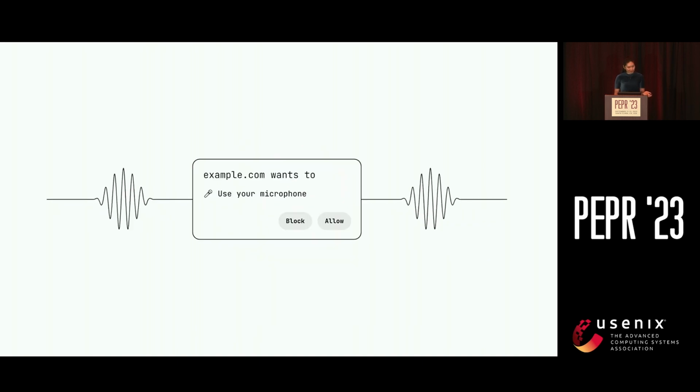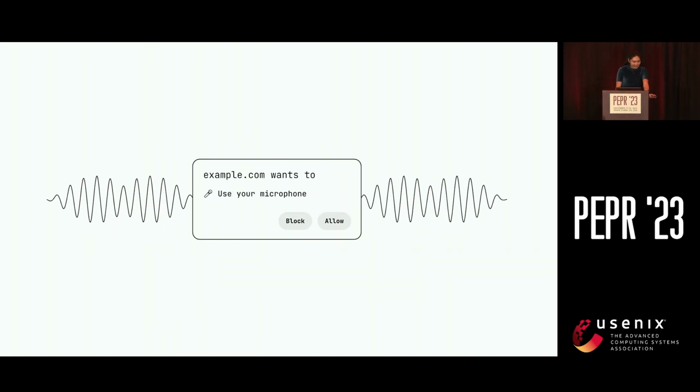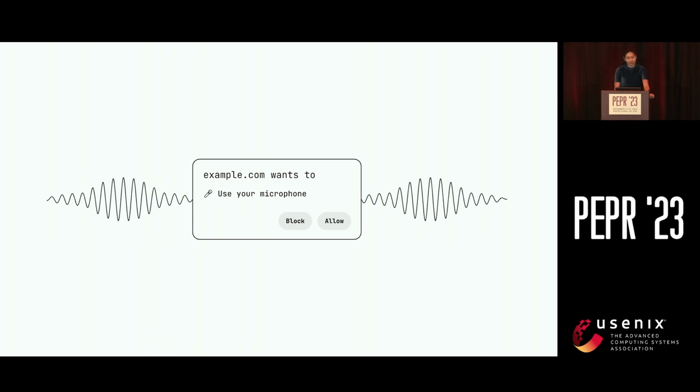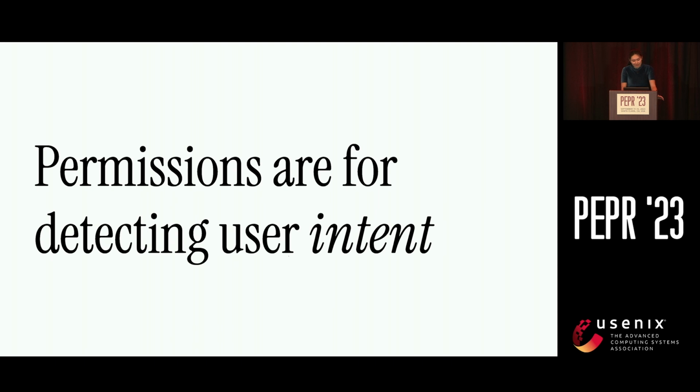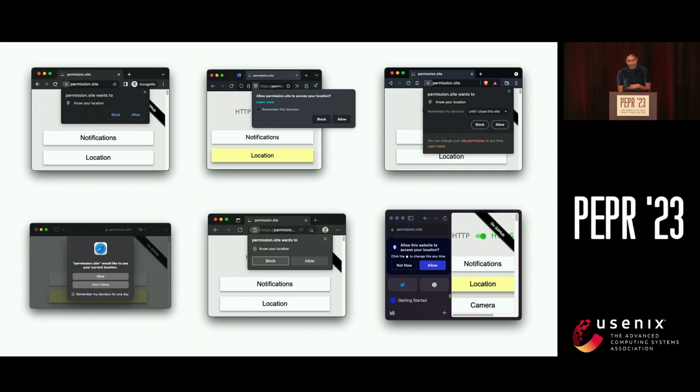Enter the humble permission prompt. This prompt is to make sure that you actually intend to use what the website wants to use. So permissions are for detecting user intent. Like, do you want the website to use this new thing? Do you trust this website with this new power? And across all of the browsers, these prompts are implemented in pretty much the same way.